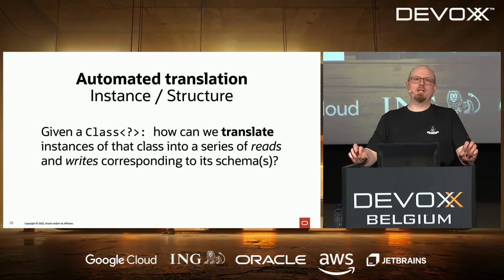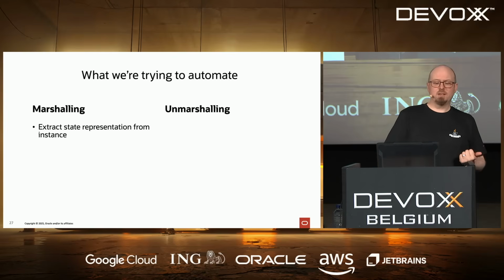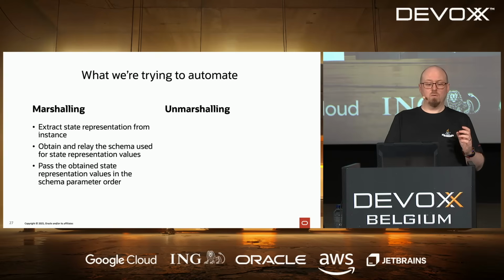So that was trying to do marshalling-ish things manually, but the interesting thing here is how could we do it automatically? So what are we trying to automate? On the marshalling side, we're trying to automate the extraction of the state representation from the instance. And then we want to obtain and relay the schema used for those values. And then we want to pass the state representation and the schema, and, okay, we're not done. We want to automate this entire process.